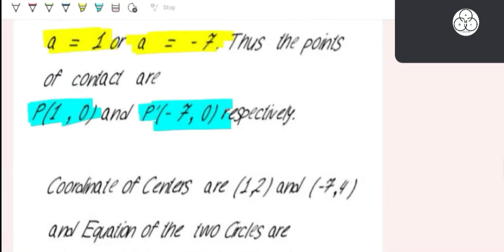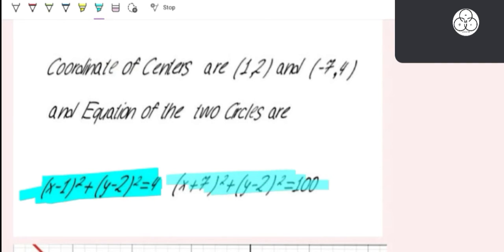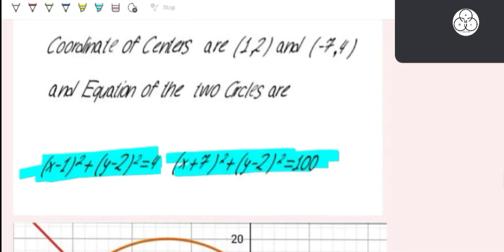Yes, we find out the respective equations of the circles according to the different values of a, equal to 1 and a equal to minus 7. When a equals 1 and when a equals minus 7, these are the respective equations of the circles. Now this is the diagram.